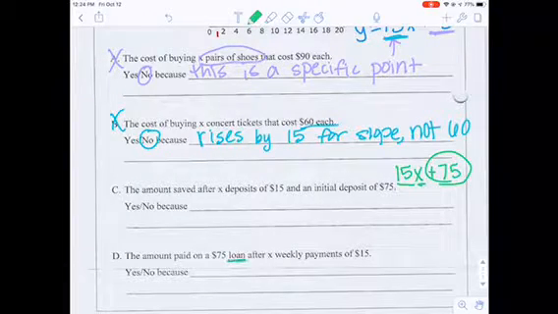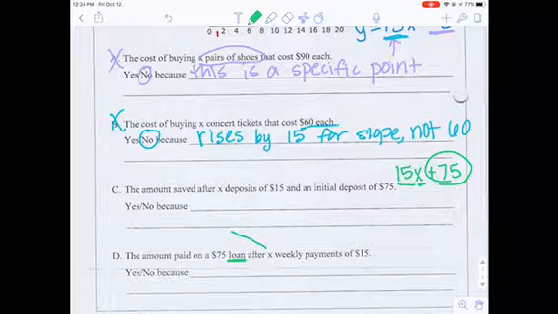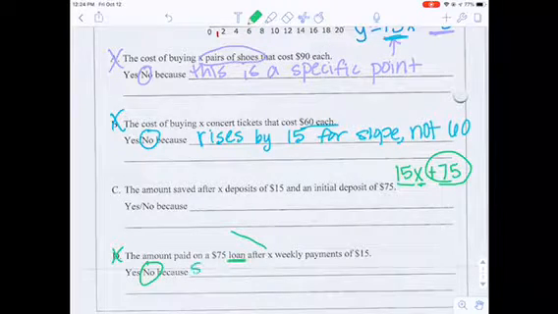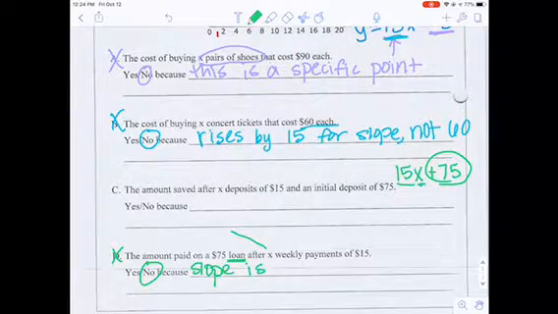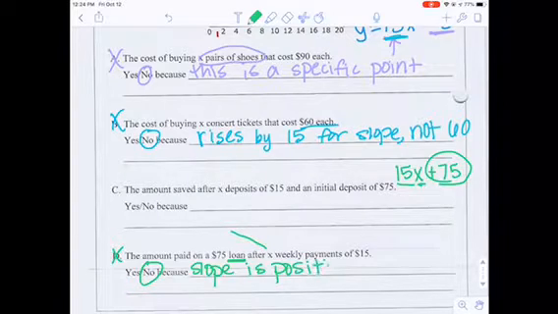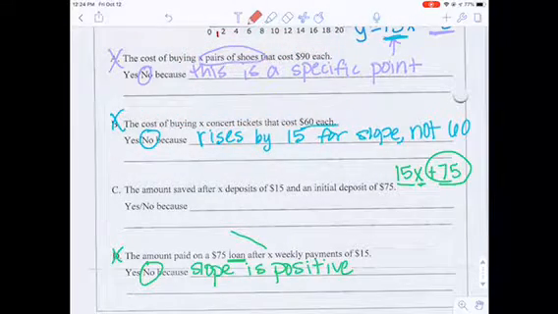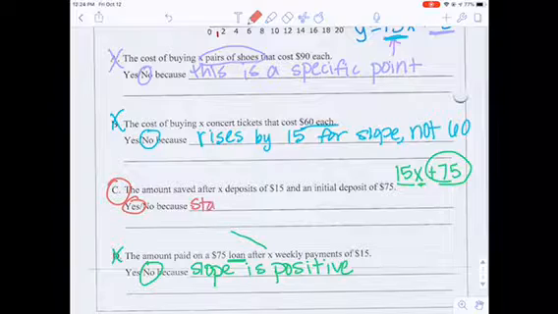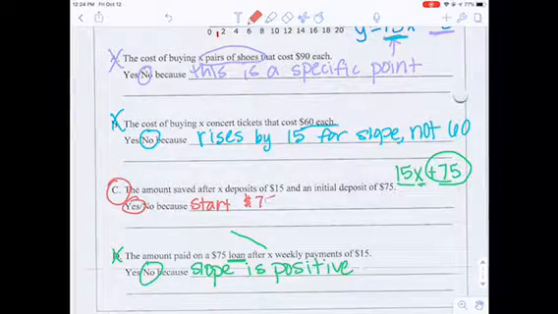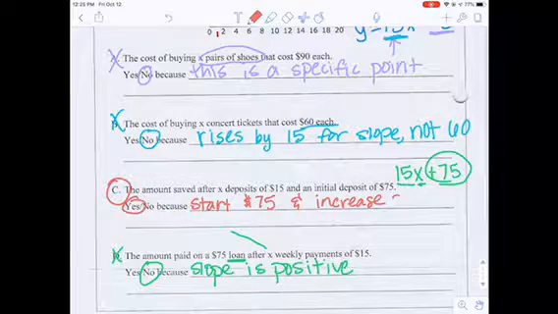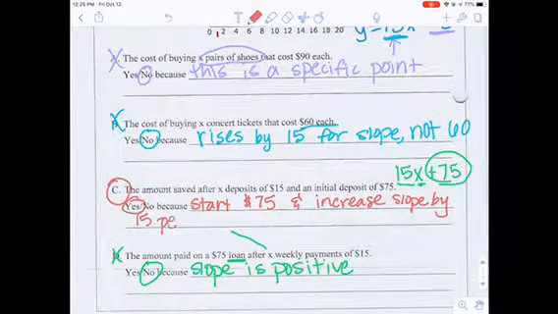Now, if you borrow money, your loan will hopefully be going down. So no, because the slope is positive, not negative. If you have a loan, you're paying money on that loan, so the loan is getting smaller and smaller because you're trying to give that money back. So C would be my correct answer, because we would start at that initial deposit of 75 and increase by 15 per X.